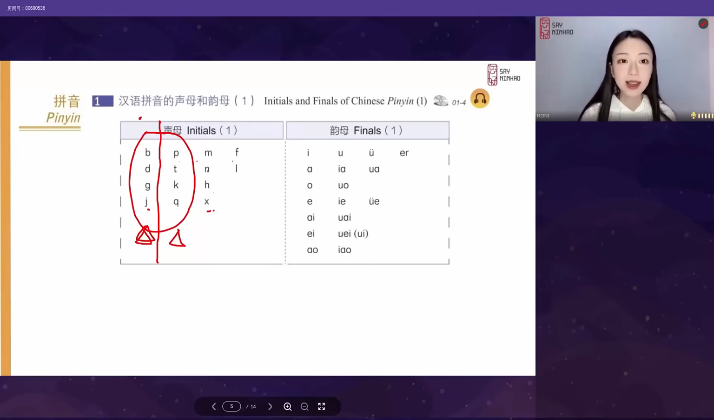And de and te are the same. De, softer air, te, stronger air. And ge, softer air, ke, stronger air. And ji, softer air, and qi, stronger air. That's the difference between unaspirated and aspirated initials.